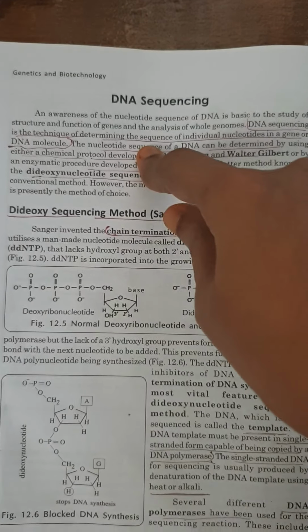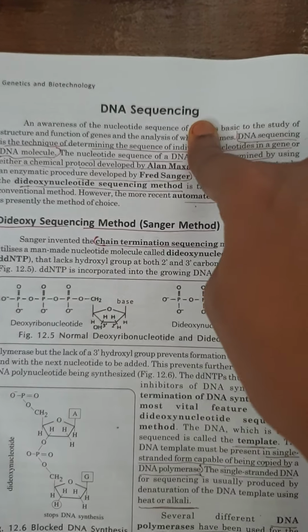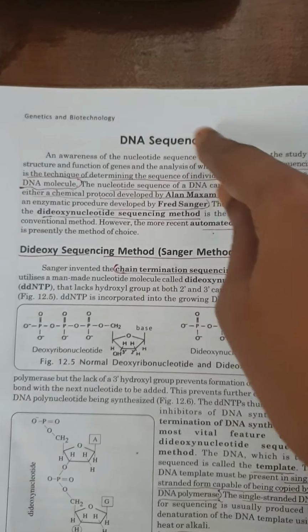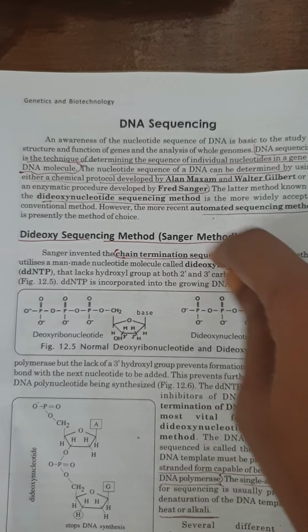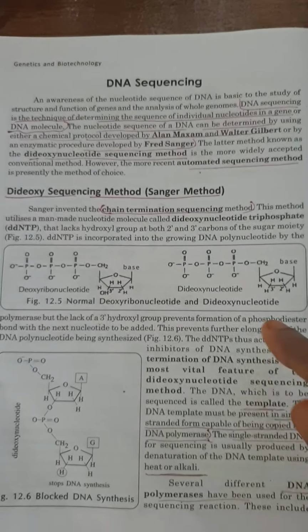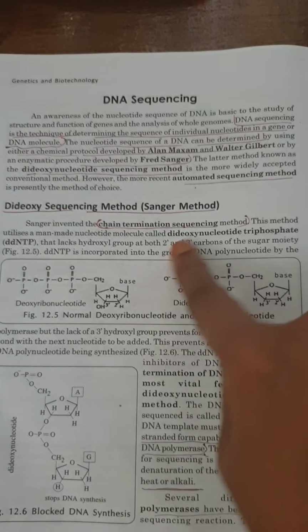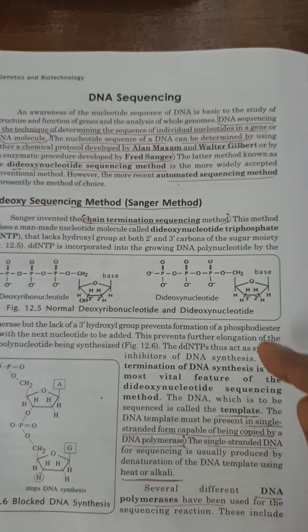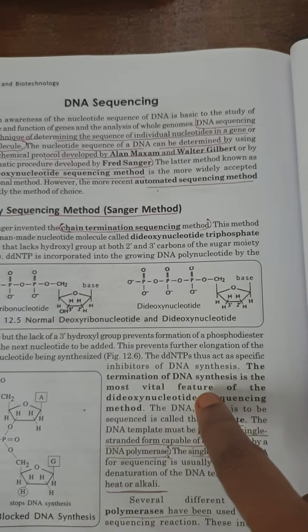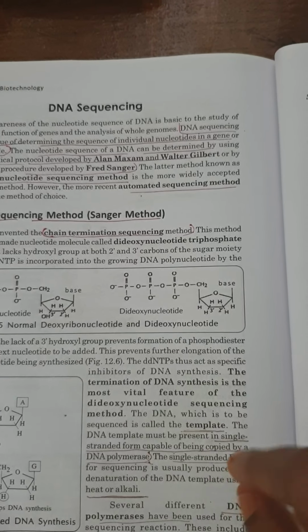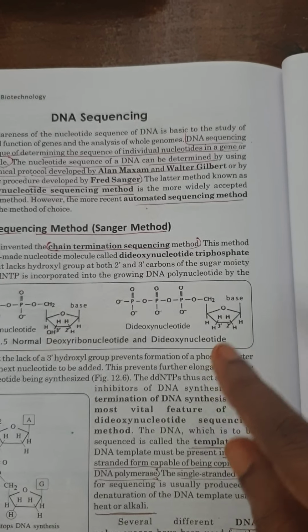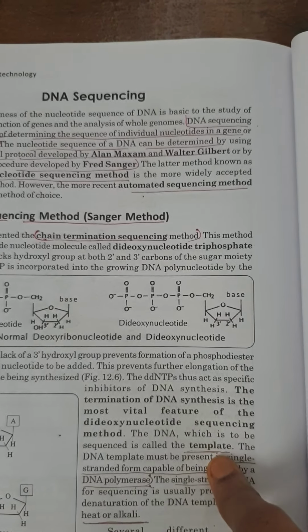So we were discussing DNA sequencing. We know that there is an enzymatic procedure for DNA sequencing called the Sanger method, or dideoxy sequencing method. The principle behind this is that the ddNTP will stop or terminate the sequencing. So the termination of DNA synthesis is the most vital feature of the dideoxynucleotide sequencing method. We have discussed the principle earlier.